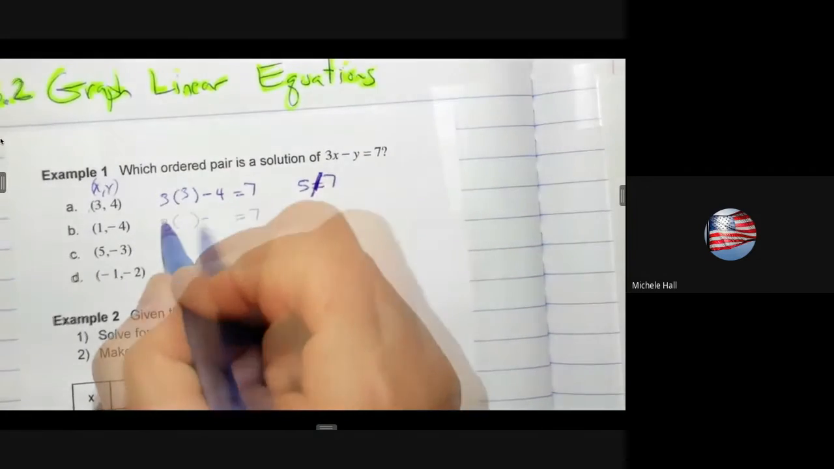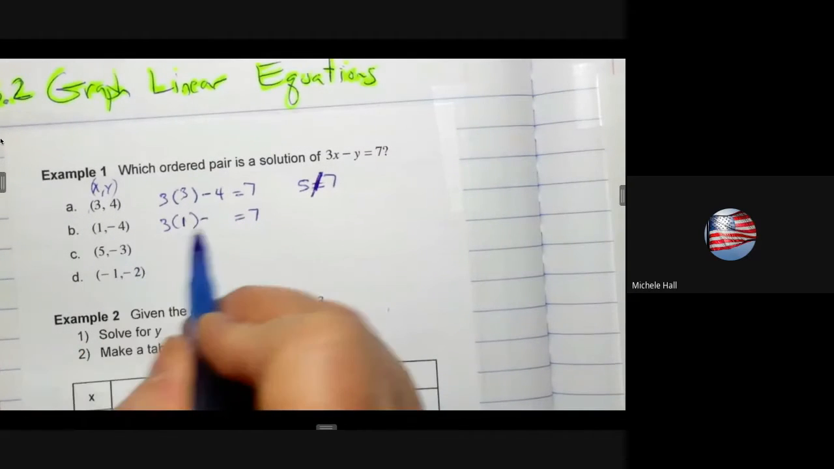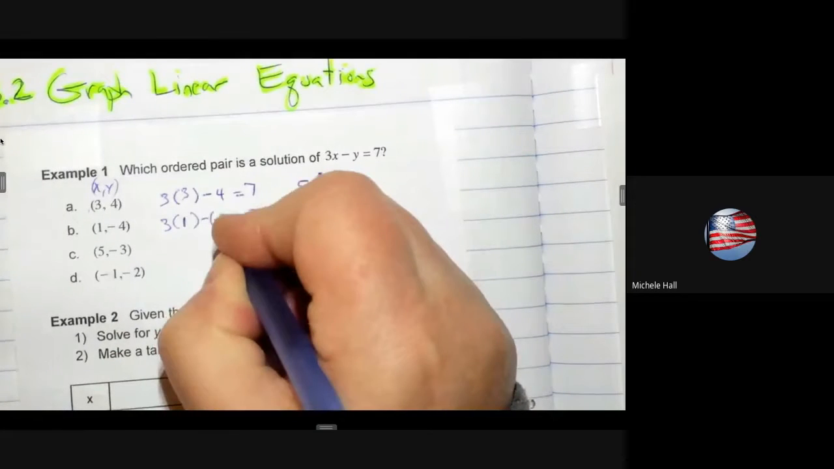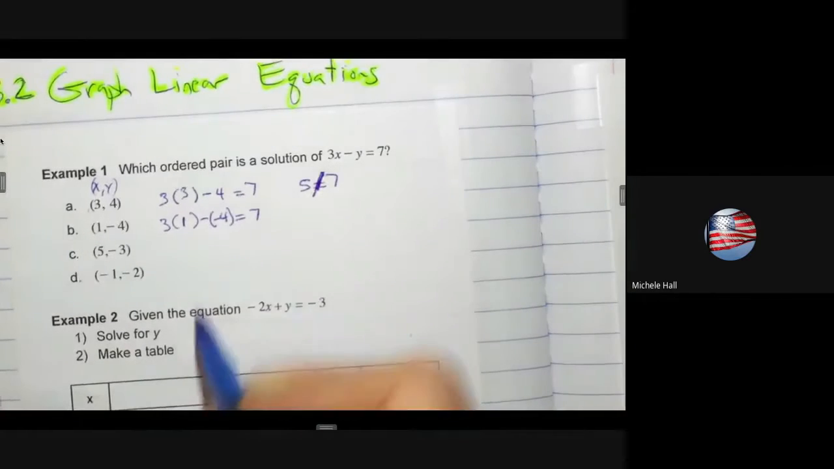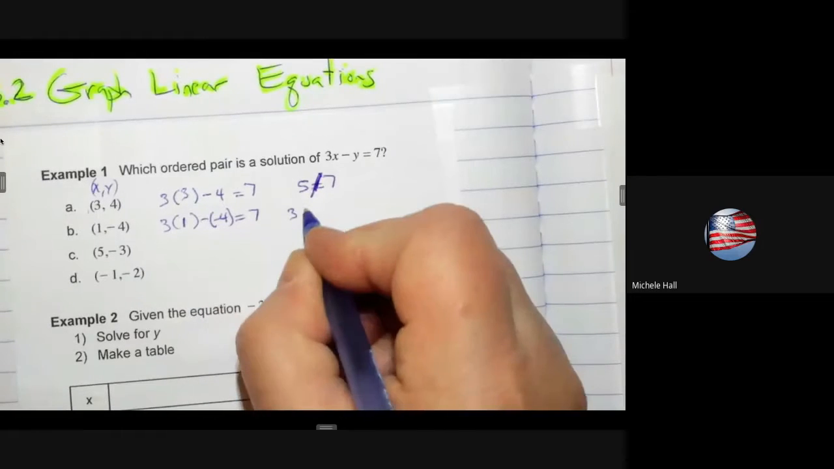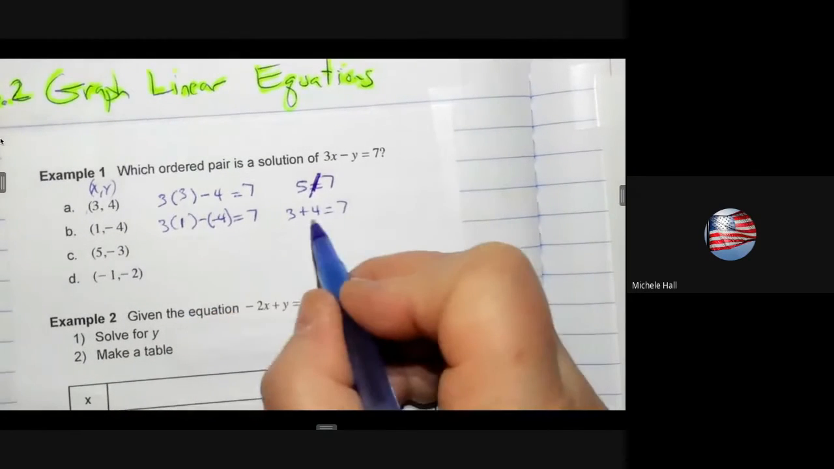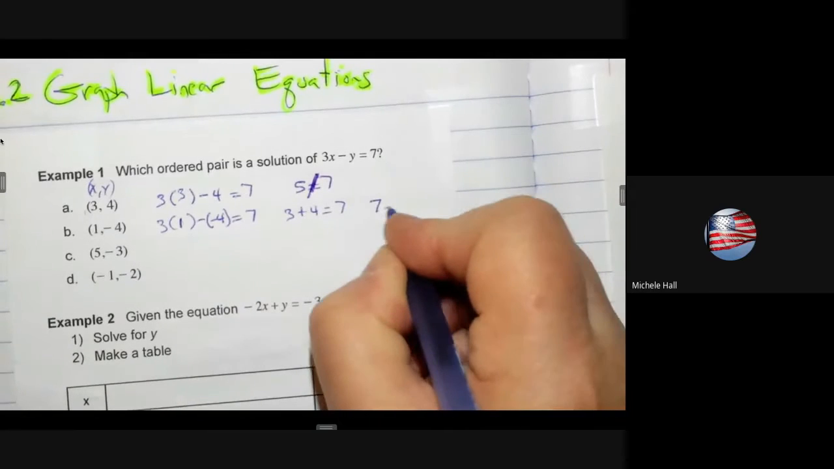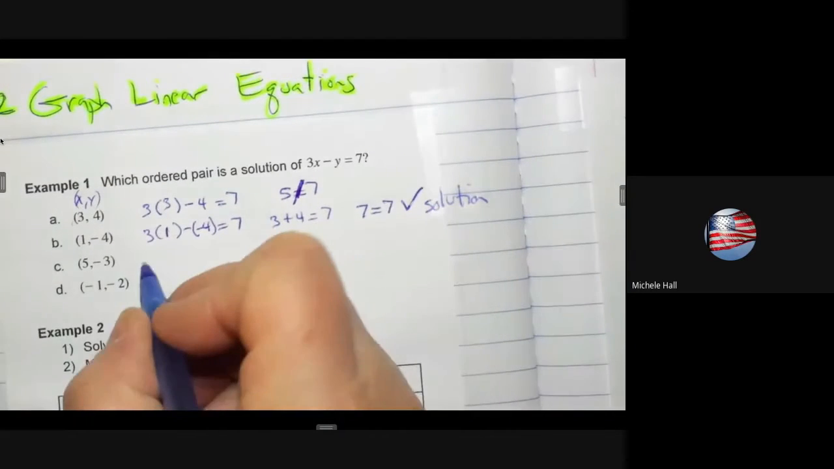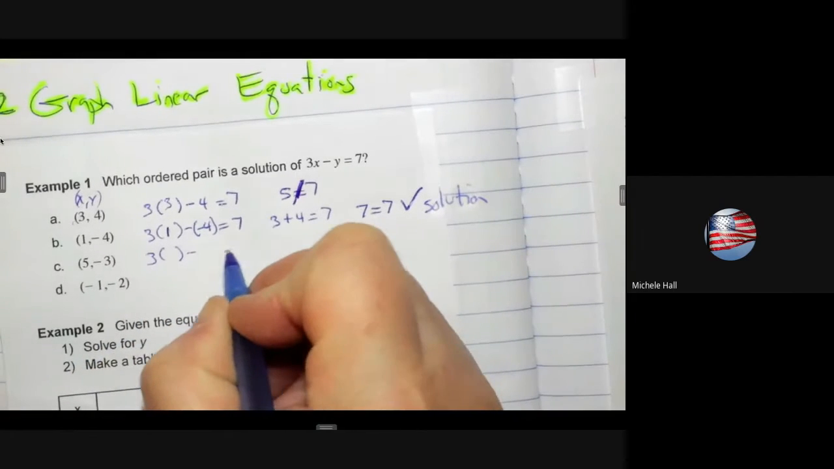Next one, 3 times my x, and then I have a negative 4 here. So I already have a minus sign, but now I have a negative 4. Double negatives. 3 times 1 is 3, and negative times a negative is a positive, meaning we clean up those double signs. 3 plus 4 is 7, and we get that 7 equals 7. That is a solution.